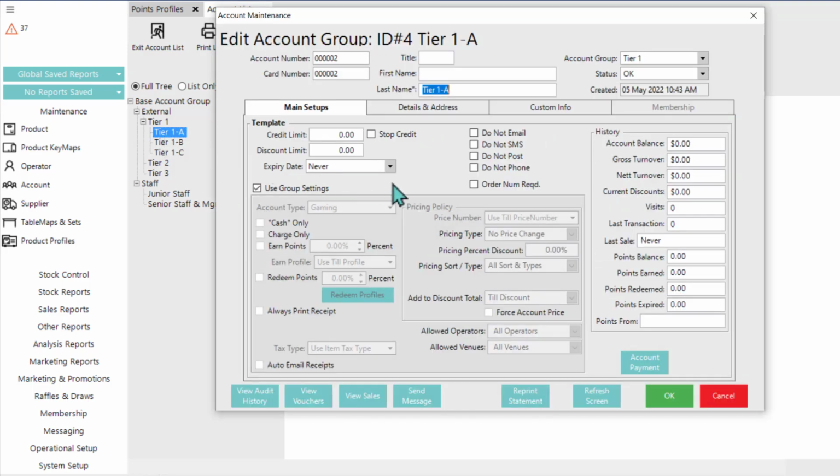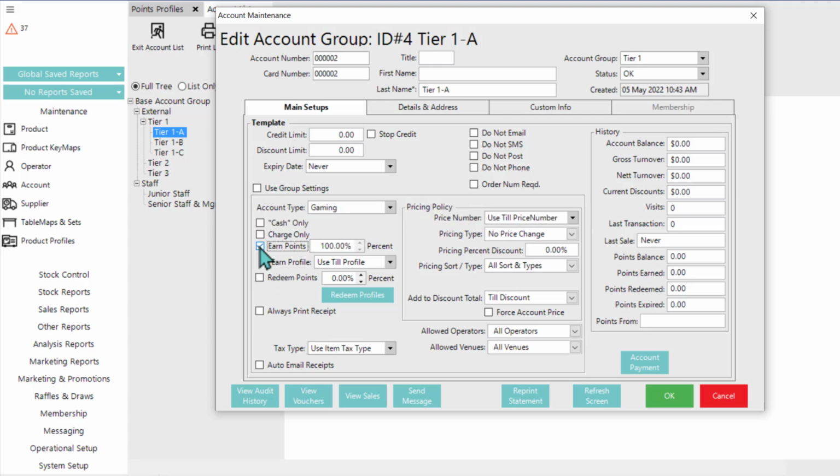By setting this at the account group level, any accounts that are then using the Use Group Settings flag will adopt the points profile from the group. Then maybe since we've got different account tiers here in this database, Tier 1, 2, and 3, and we've got sub-tiers for Tier 1, the other tiers could have their own points profiles that earn and redeem points at different rates. I will need to turn this off for this group so that it's not using its parent group settings. But for accounts, we can separately control whether or not they can earn and redeem points.